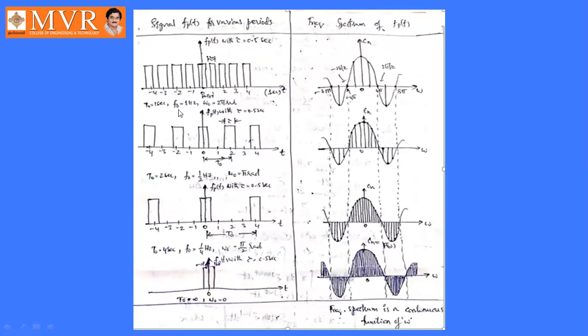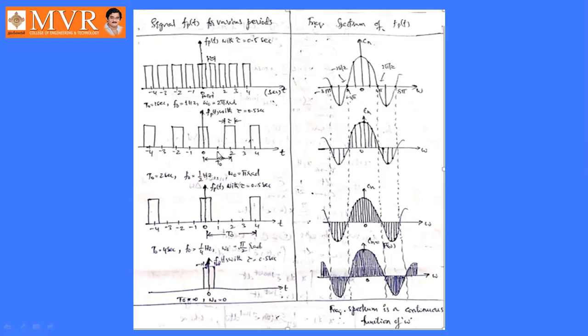So that frequency becomes 1 by 1, that is 1 hertz, and angular frequency is 2 pi radians. With 2 pi radians, we can draw the frequency spectrum like this: 0, 2 pi, 4 pi, 6 pi, 8 pi, and at 0, minus 2 pi, minus 4 pi, like this. So this is the second one.